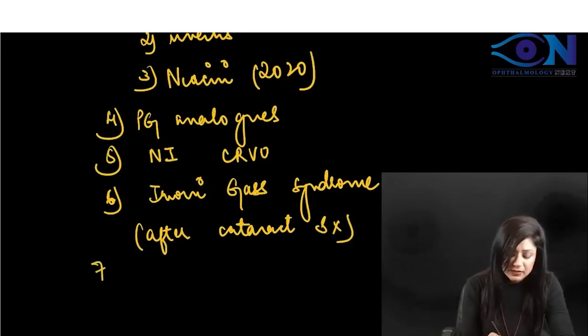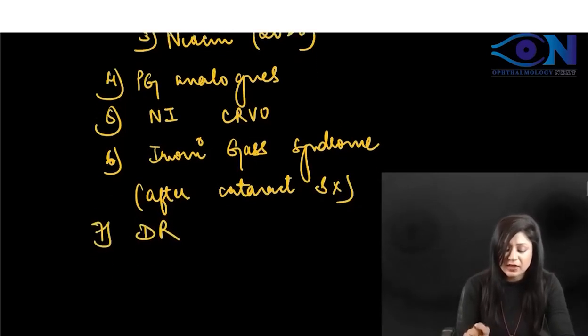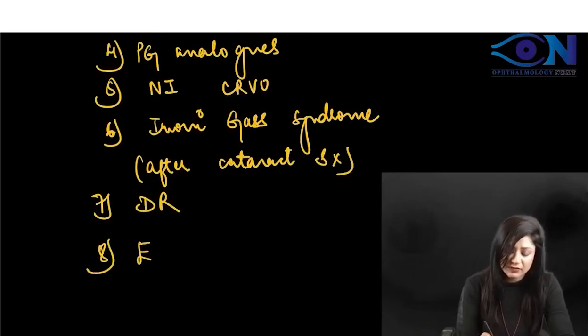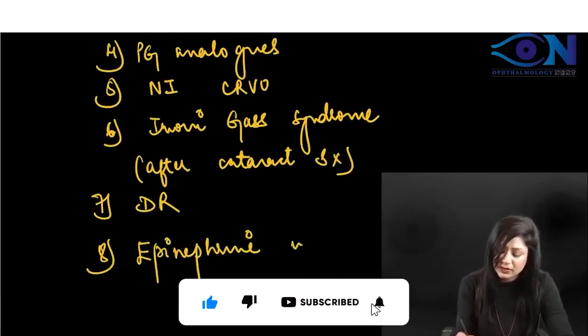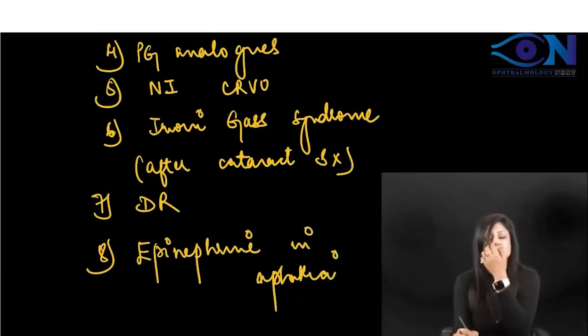Then we can have it in diabetic retinopathy. And finally, we can also have epinephrine. Epinephrine can also cause cystoid macular edema in cases of aphakia. All these are very important causes of cystoid macular edema.